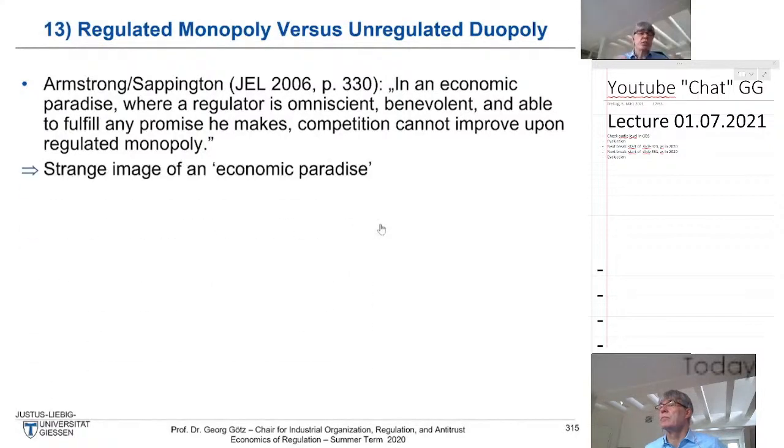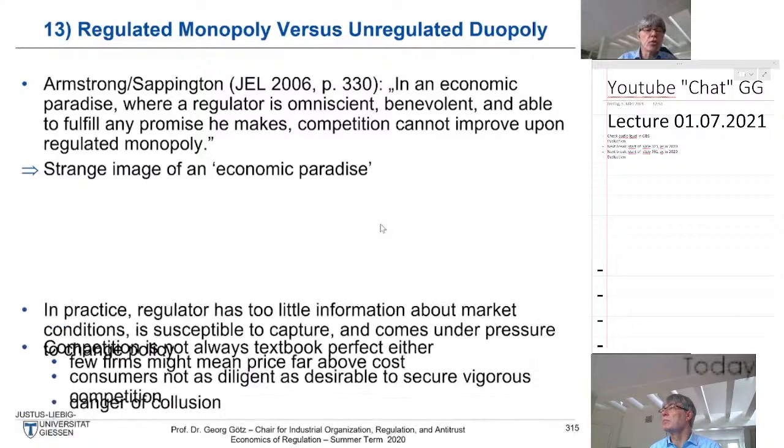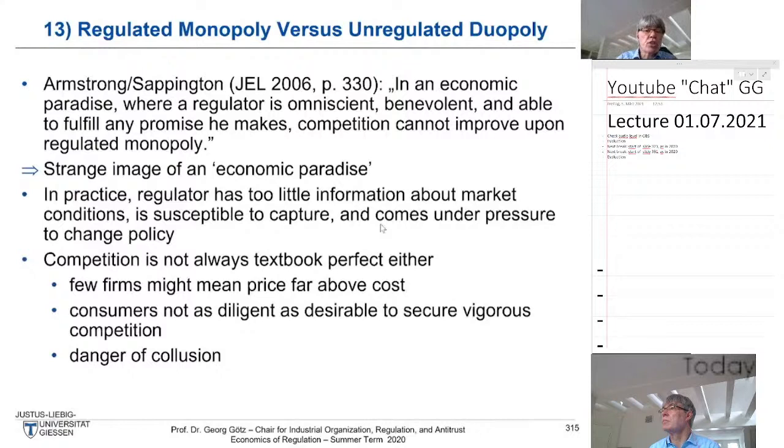Why is this strange? It's a very strange picture of an economic paradise. If you have the metaphor of Adam Smith's invisible hand in mind, it's quite different. We don't need a regulator to be in paradise. Just our own aim to maximize our own utility yields a result that somehow maximizes the total surplus, that is, social welfare. So this is really a strange picture.